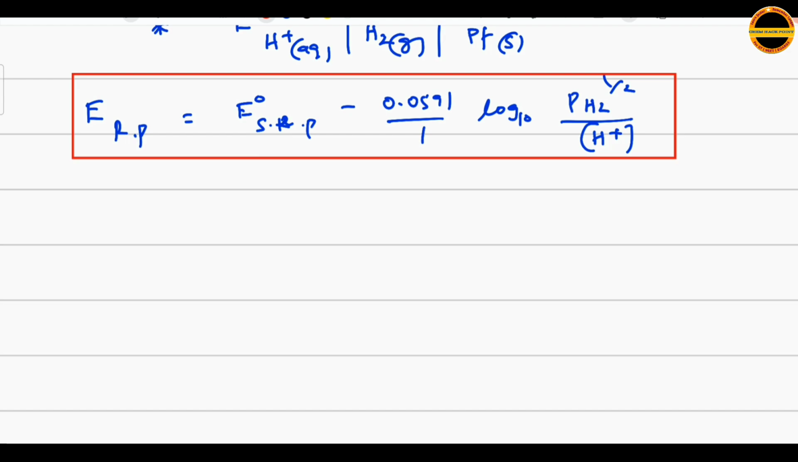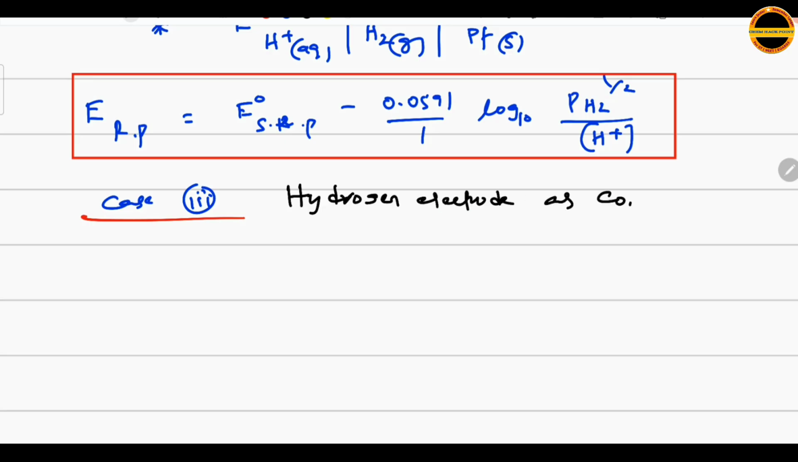Okay, I hope there is no doubt till here. Next case, case 3. You see here case 3. Case 3 is the SHE, or simply, the hydrogen electrode as a concentration cell.